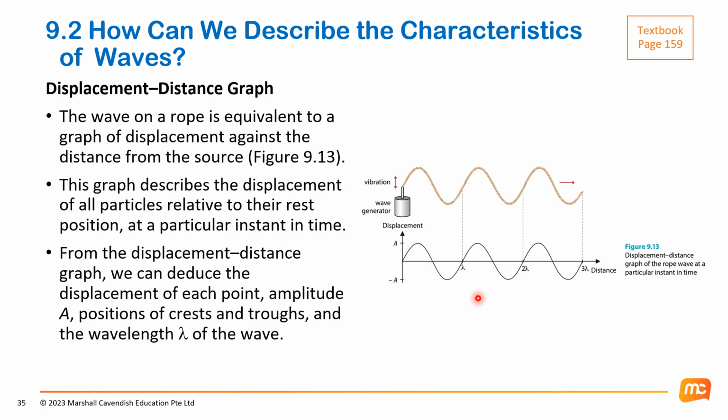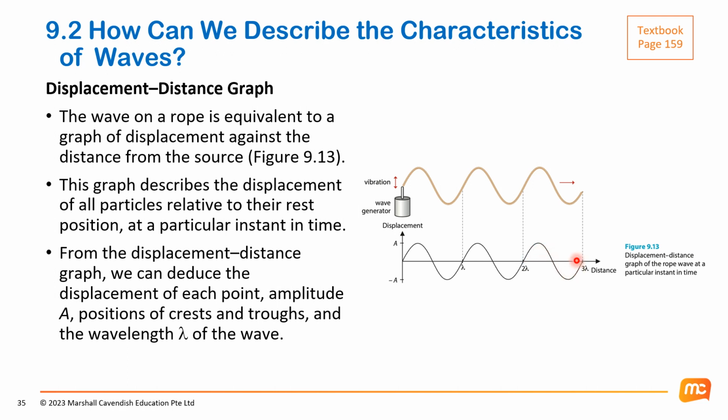So now moving on to some of the graphs. Here we have what we call a displacement distance graph. When I have the wave on a rope, on a string that is vibrating over here, and we take a snapshot at a particular instant in time, what we get is a displacement distance graph. So this is like a photograph of the wave. Because this is a photograph of the wave, none of the particles in this photograph are moving.